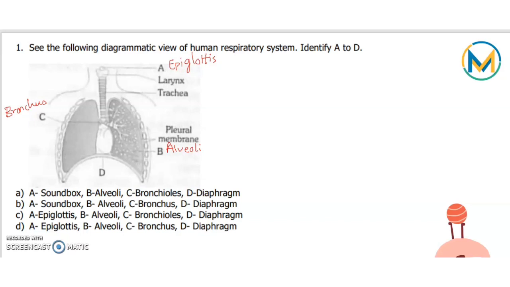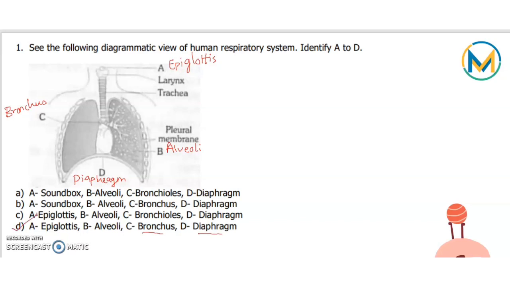Now this D is very simple. It's a diaphragm. It is a dome-shaped muscle located below the lungs. It separates the thoracic cavity, that is the chest cavity, and the abdominal cavity in mammals. Now, among the options, A. Epiglottis, B. Alveoli, C. is bronchus, and D. is diaphragm. So the correct answer is option D.